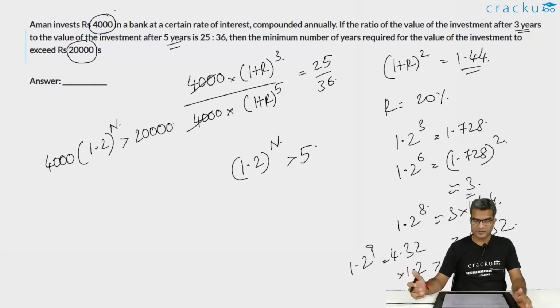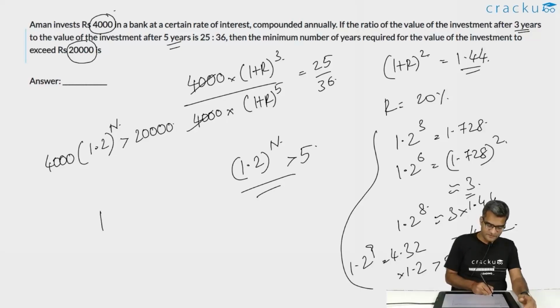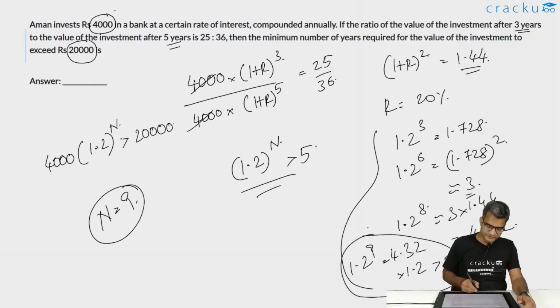If you are not sure, or if you didn't understand this approximation to get the answer quickly, you can always use the calculator to calculate the smallest value of n for which this will happen. And the value of n for which that will happen is when n is equal to 9 over here. So the answer for this question is 9.